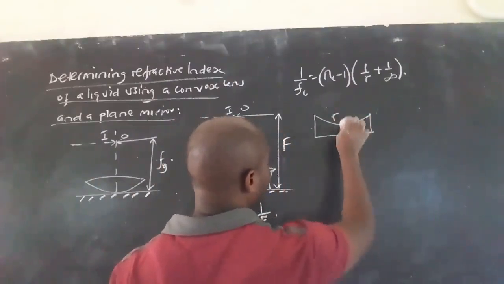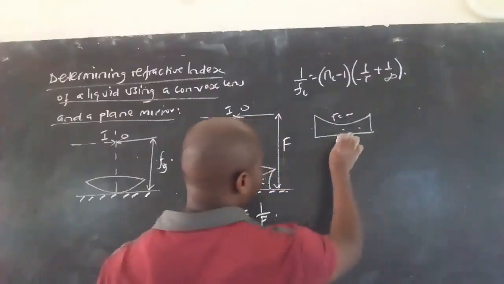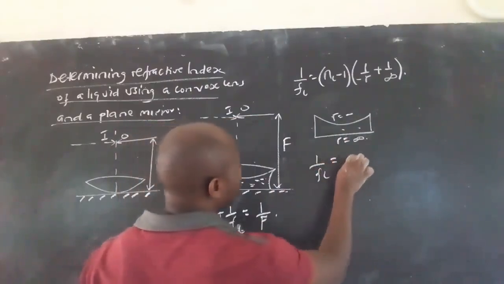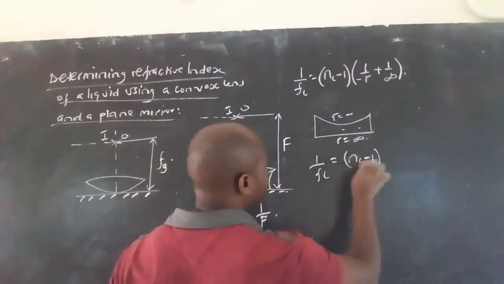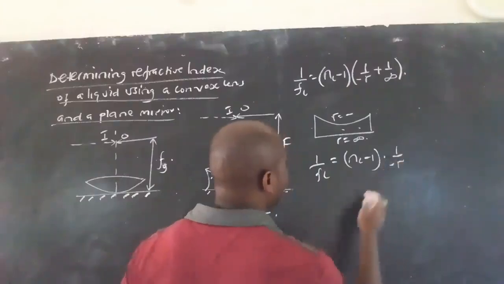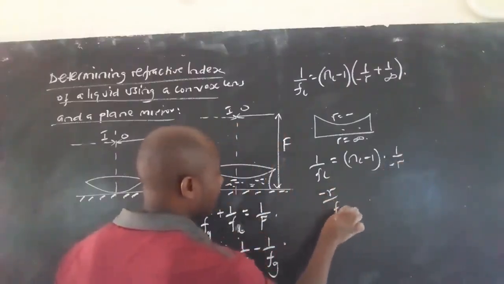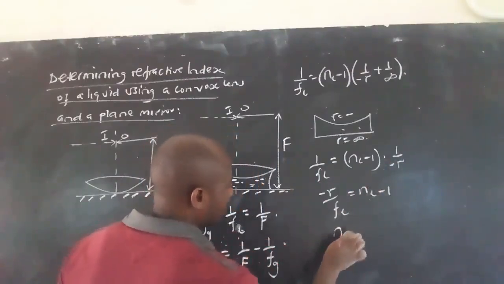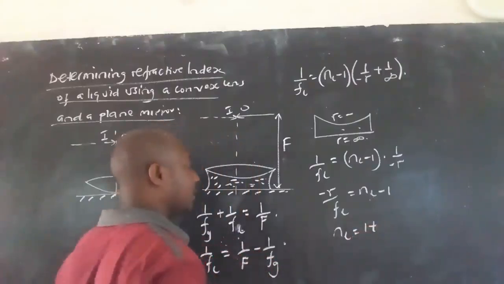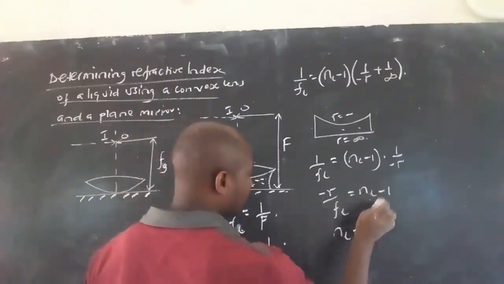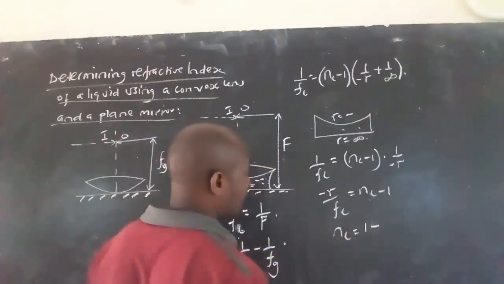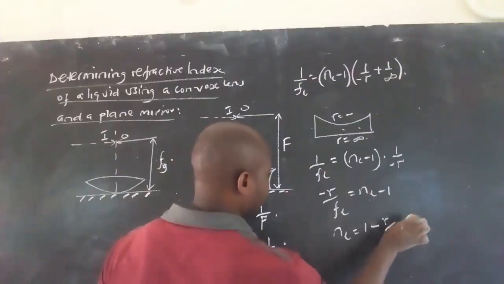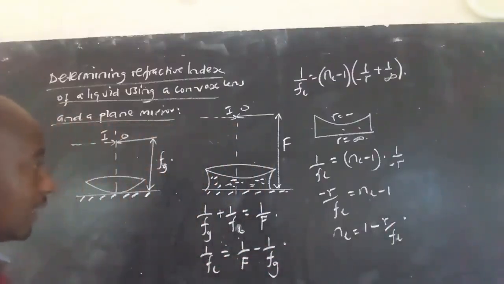So this is R, which is negative, then R is equal to infinity. Then we substitute: 1 over FL will become (NL minus 1) times 1 over negative R. So negative R over FL will become NL minus 1, meaning that NL will become 1 plus (1 minus 1), minus R over FL, like that. So that's what we have.